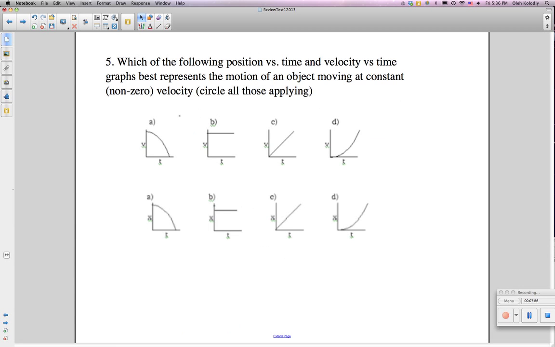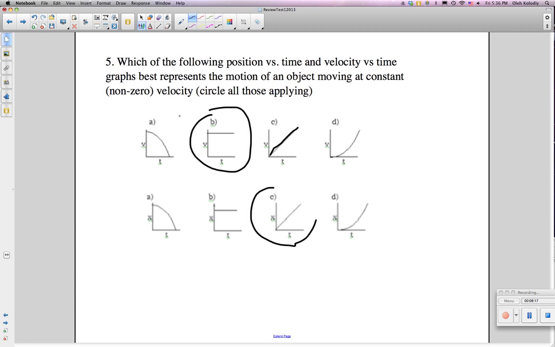We need one from the top, one from the bottom. For the velocity to stay constant, this shows you that the velocity is constant. All these other ones, the velocity is changing. It's getting bigger here, it's getting smaller here. Now, if the velocity is constant, then the position versus time graph is a straight line. In fact, the slope of this line would be that constant velocity.